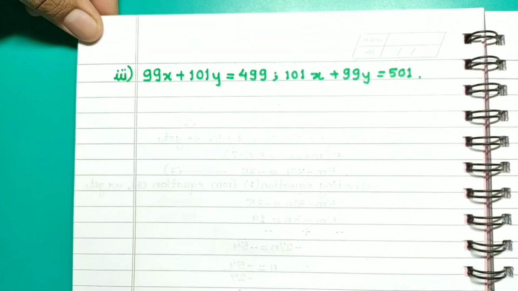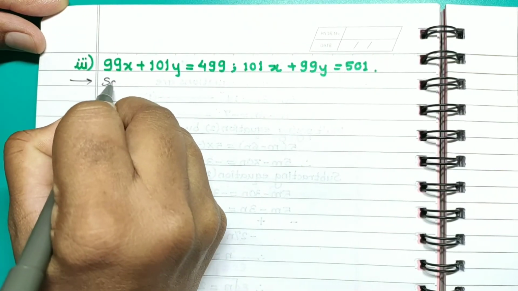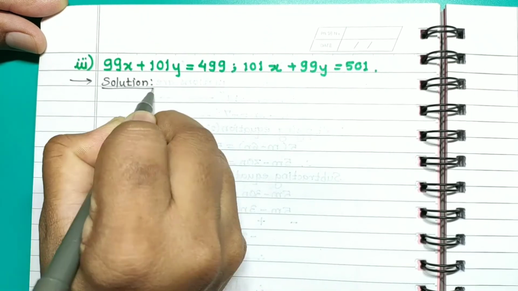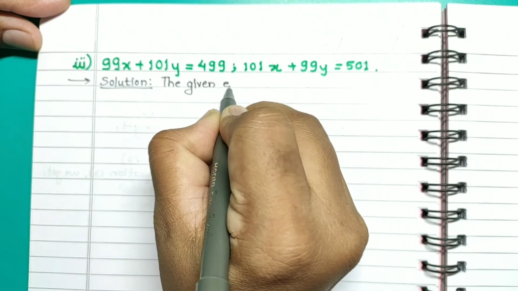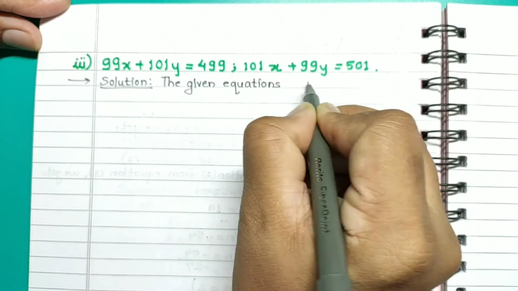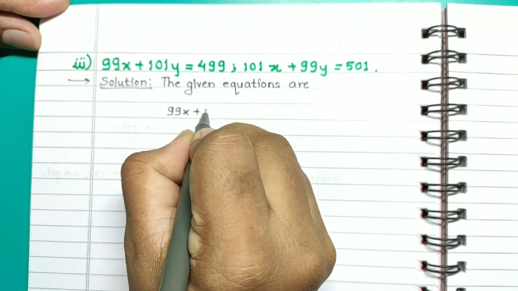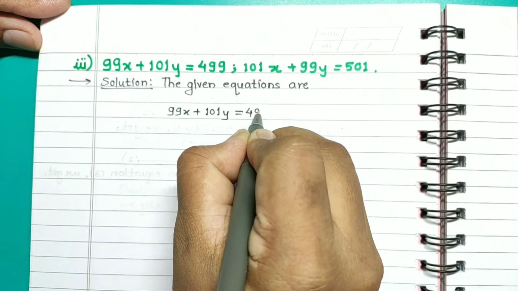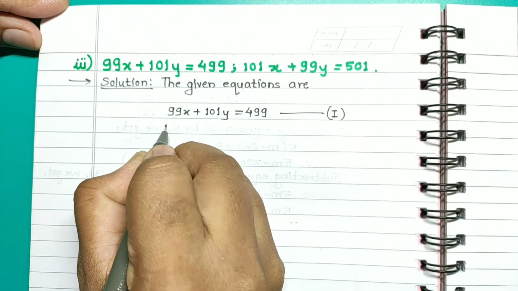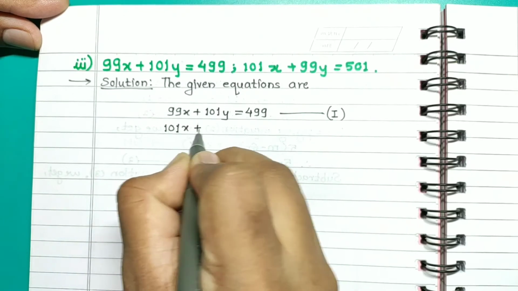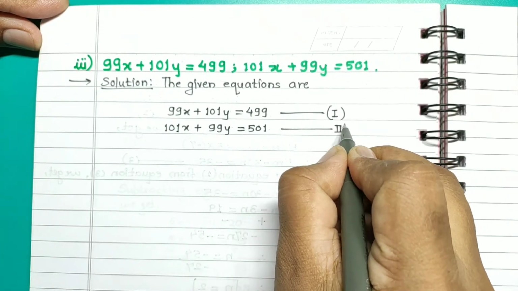Next example. See, we are given these two equations. So let's start solving this. We have to solve these equations. So let us write the solution. Write down the given equations. The given equations are, see, the first equation is 99x plus 101y is equal to 499. Call it equation 1. Then in the second equation we are given 101x plus 99y is equal to 501. Call it equation number 2.